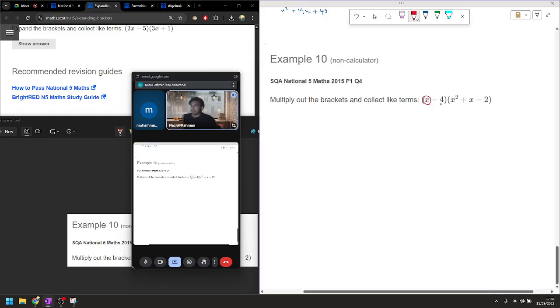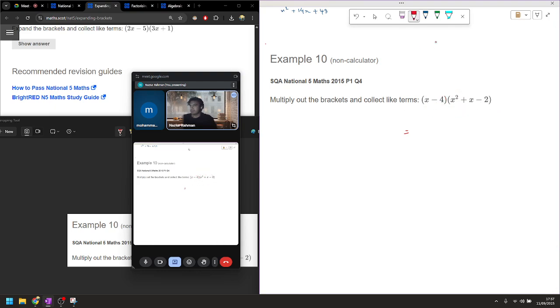So it's very similar to FOIL. We just want to make sure every term gets multiplied by every term. So we've got 2 terms here, we've got 3 terms here, so we're going to get 6 terms on the next line. So we have to take this first term, multiply it out with all 3 of these. And we take the second term, minus 4, multiply it out with all 3 of these again. Okay, so very similar to FOIL, it's just we have to do it for every single term now.